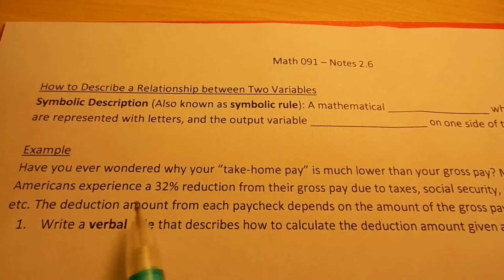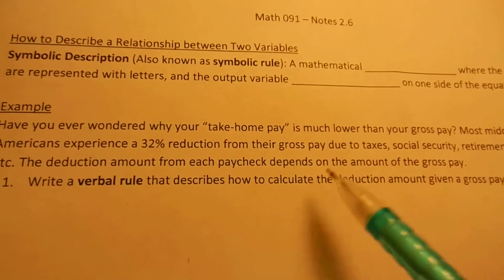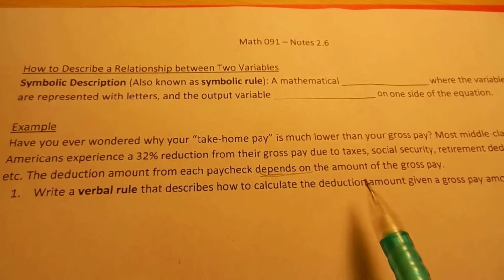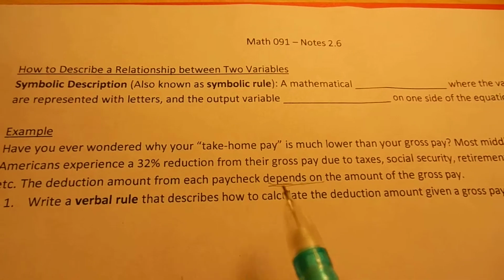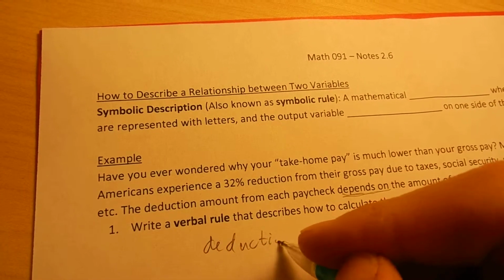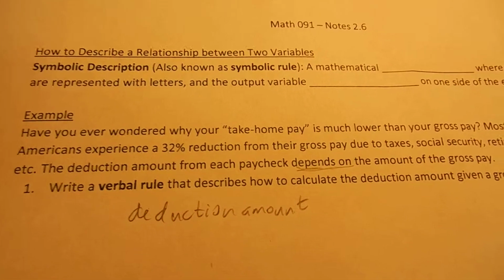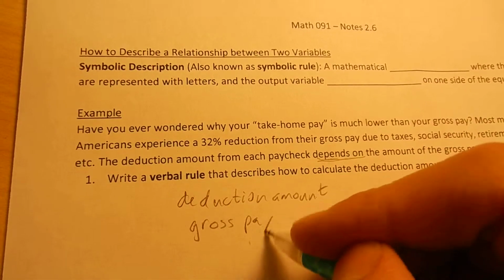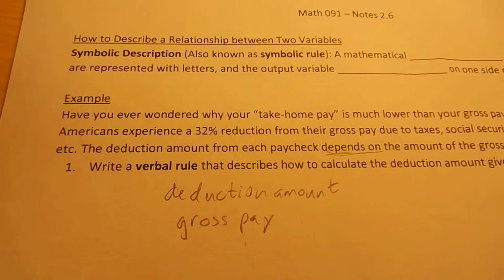But this last statement really identifies outright what the variables are, and it focuses on this phrase here, depends on. So this quantity depends on this quantity, and whenever you see that phrase, your variables are identified for you. So we got two here. There's the deduction amount, meaning how much is taken out of the paycheck, and then there's the gross pay. So there's my two variables, and one question we will ask you is which is the input variable and which is the output.